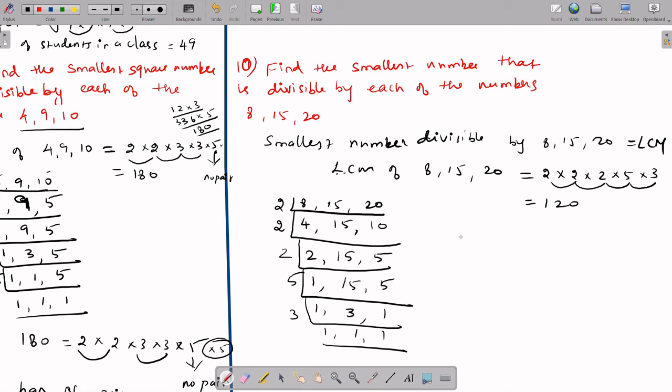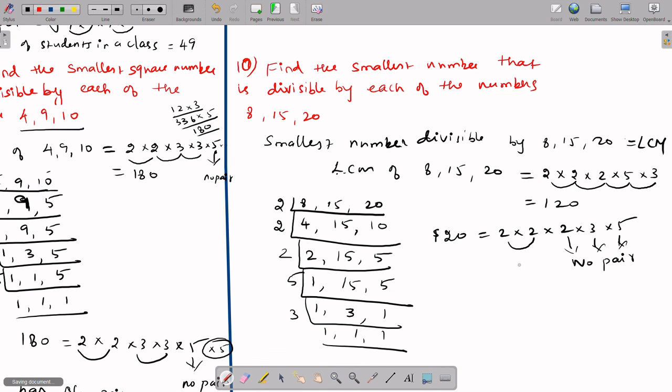Next we have to find the smallest square number. Here 120 can be written as 2 into 2 into 2 into 3 into 5, isn't it? So only these two have a pair, and these three numbers have no pair.